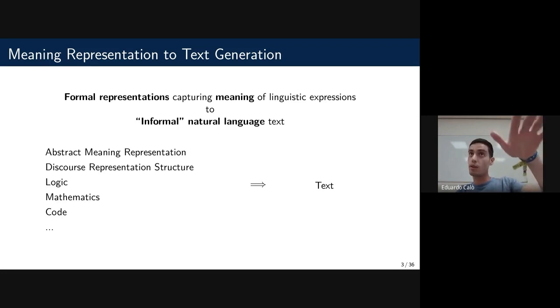So all of the things that you can see on the left are meaning representations. If you ever heard about abstract meaning representation, these DRSs, but also mathematics and code can be considered as a concept or semantics. And my focus is on logic specifically.